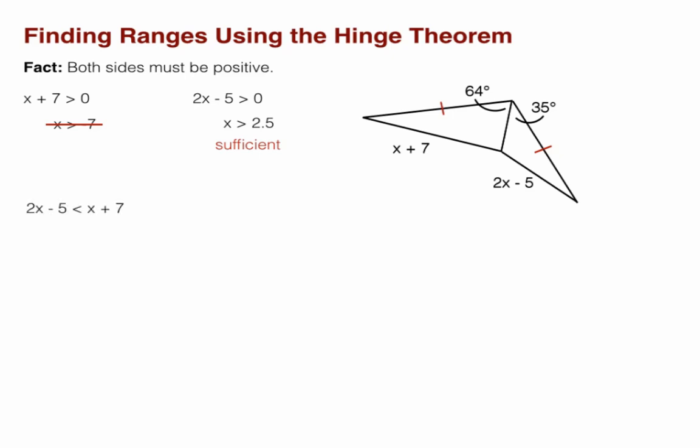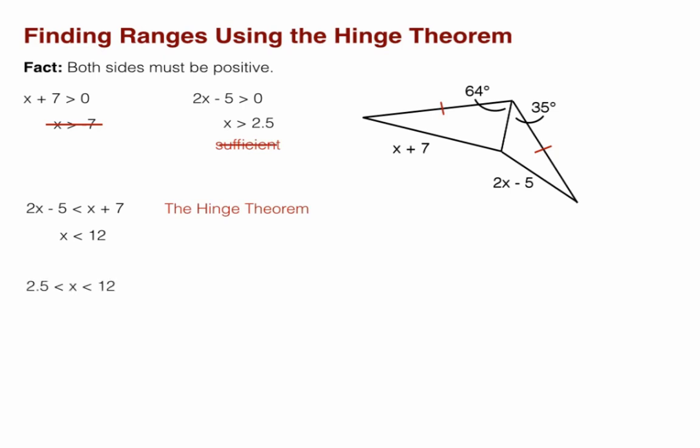However, by the Hinge theorem, it also must be true that 2x minus 5 is less than x plus 7. Solving this inequality gives us x is less than 12. Now, that doesn't contradict the first condition, x is greater than 2.5. However, our sufficiency no longer lies in x being greater than 2.5. It's simply not enough to say that x is greater than 2.5, because we've now discovered that x must also be less than 12. So that condition's no longer sufficient.